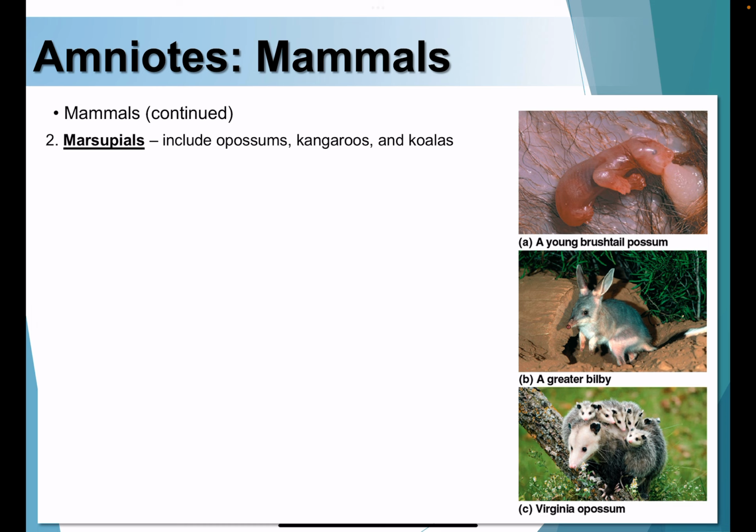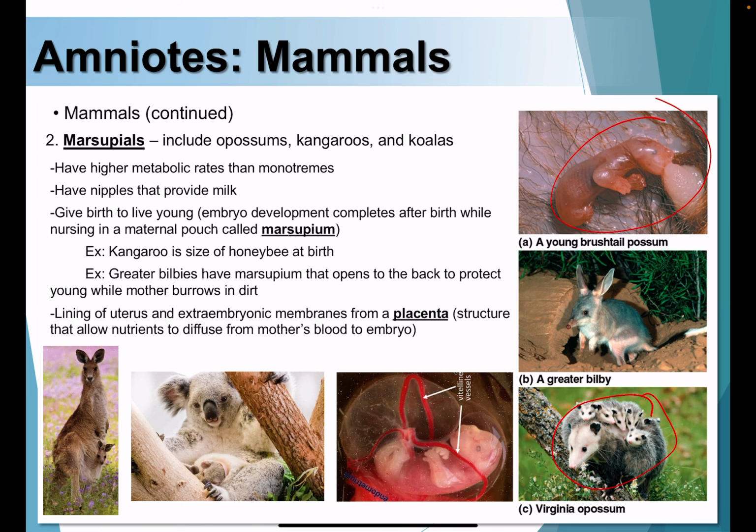All right, so the second group of mammals are marsupials, which includes opossums, kangaroos, right here, or koalas, which is not in this picture. So what traits do marsupials have that enable their survival? First of all, they have higher metabolic rates than monotremes do. They do have nipples that provide milk for their young. So you see how there's a little baby kangaroo here, and there's that nipple from its mom.